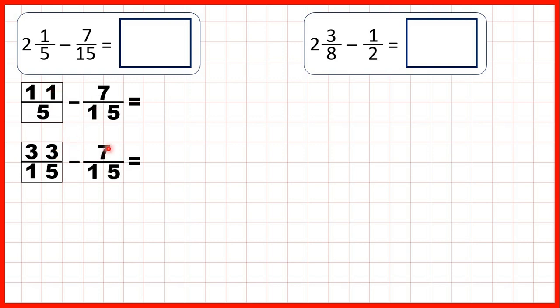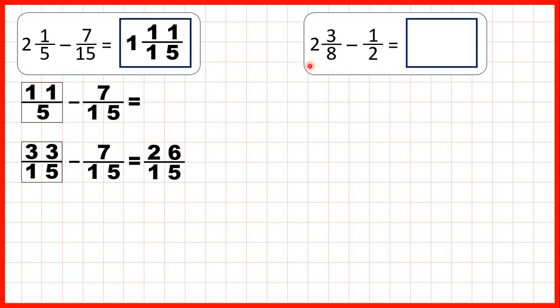So now we can take 7/15 away, because we have a common denominator. The denominator stays the same in our answer, and 33 minus 7 is 26. So as an improper fraction, our answer is 26/15. But we can turn that back into a mixed number by dividing. 26 divided by 15 is 1 remainder 11, and the denominator stays the same. And we can check that that works because 1 times 15 is 15, then if we add 11, we get 26.